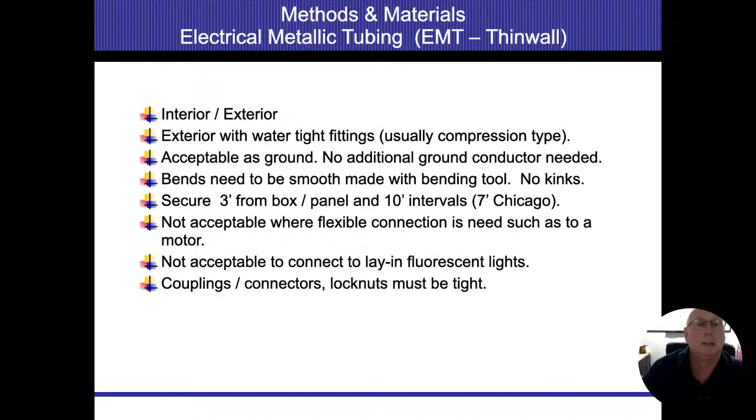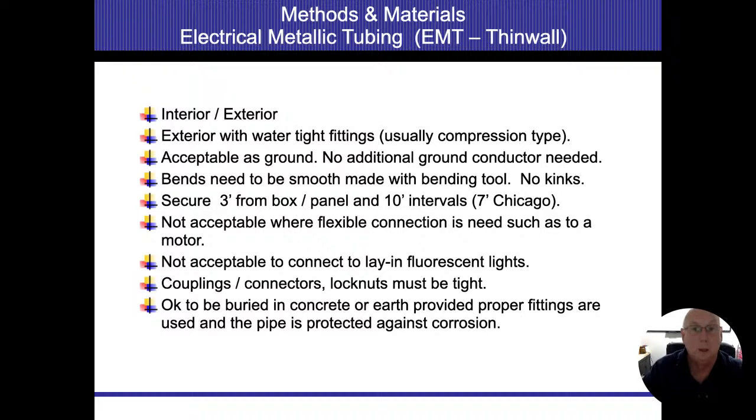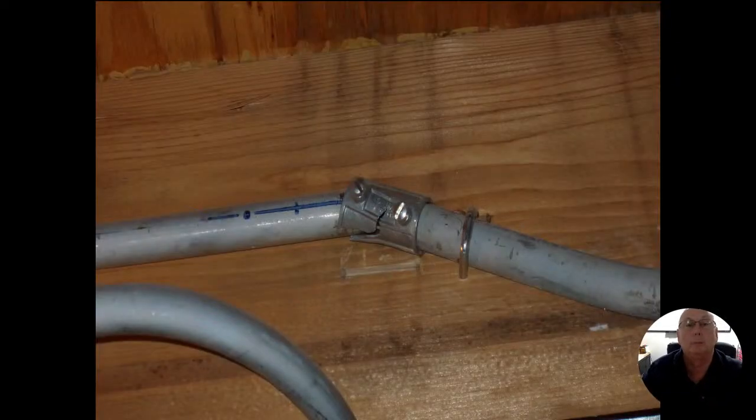Couplings, connectors, lock nuts, everything should be tight. Everything should be secured. Again, it goes back to losing that ground that we had on there. It's okay to be buried in concrete or earth, provided proper fittings are used and the pipe is protected against corrosion. So this one ended up getting twisted and pulled apart, even though they're still touching. So I still may have my ground path coming back in there. It's still not good enough for me. If those things are loose and they could come apart, that's definitely something we should call out.